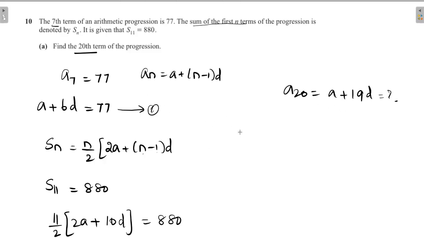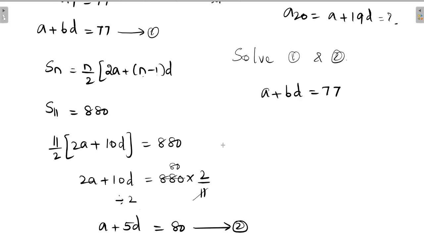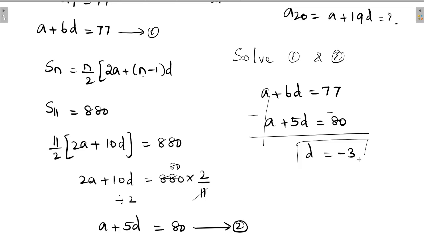Now we can solve 1 and 2. The first equation is a plus 6d is equal to 77. The second equation is a plus 5d, which is equal to 80. Now we can subtract the equations. The a terms cancel, and 6 minus 5 is 1. So 1d is equal to minus 3. We found the value of d.